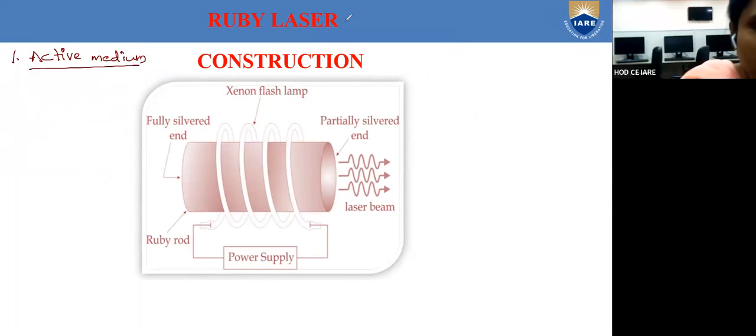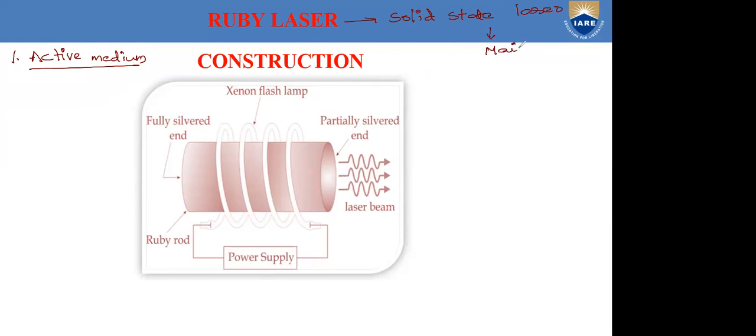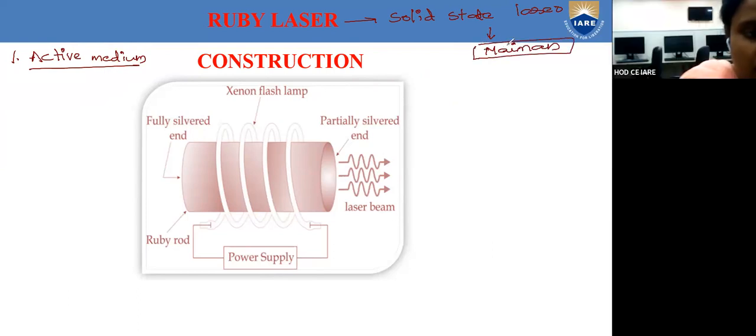Actually, this ruby laser is called a solid state laser. It's the first laser discovered. This laser was discovered by scientist Maiman. He first developed this laser. And the first main part is active medium, where we are going to take a ruby rod.